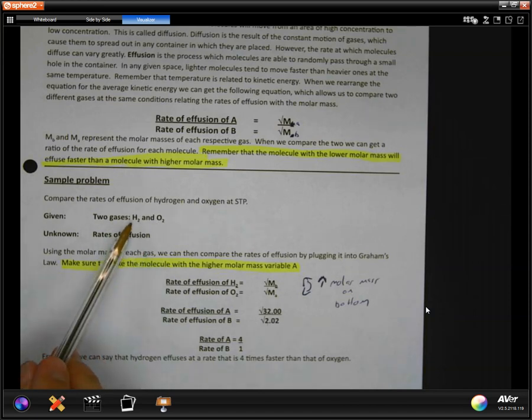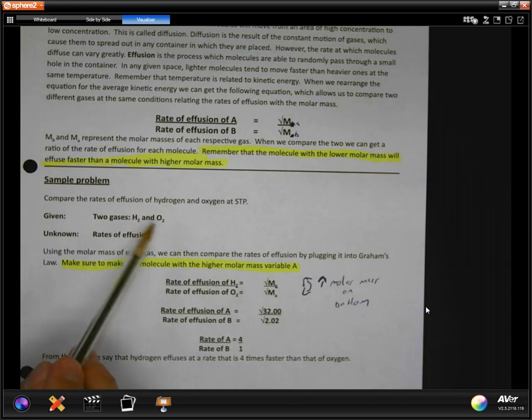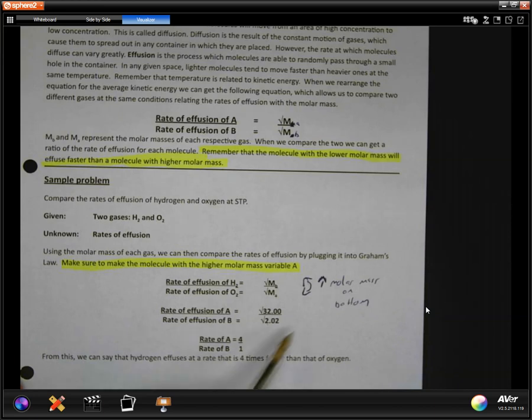So if at the front of the room, I opened up a can of hydrogen and I opened up a can of oxygen, hydrogen would empty out of that bottle 4 times faster. Hydrogen would fill the corners of our room 4 times faster than the oxygen would. So the math is pretty simple.